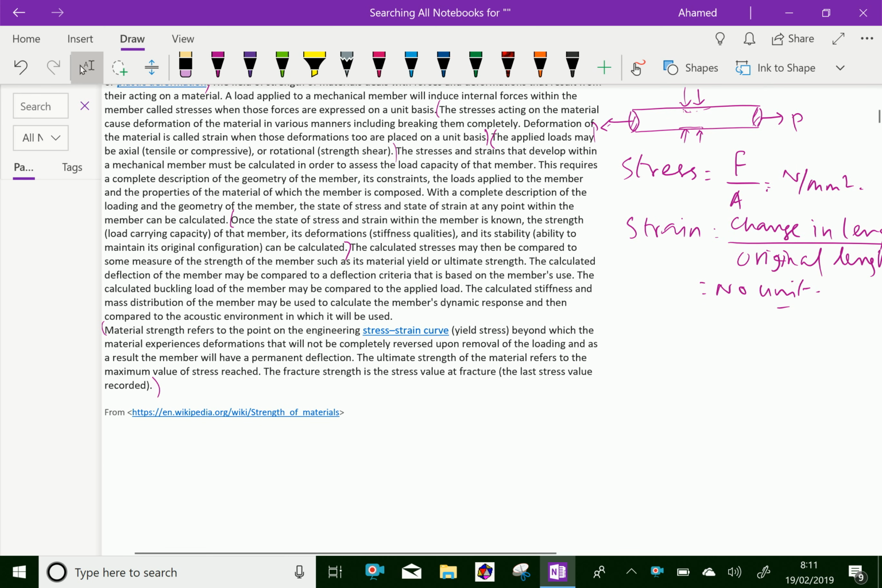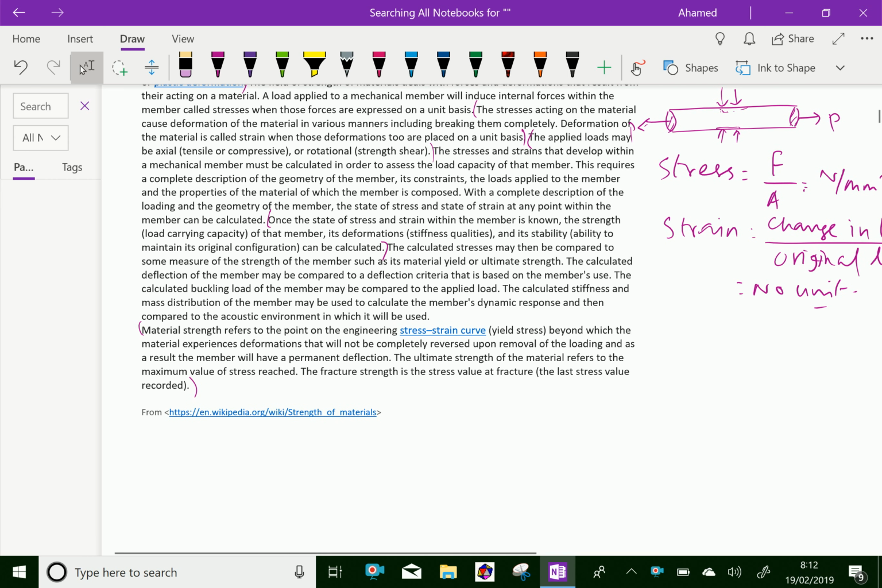Once the state of stress and strain within the member is known, then strength, that is the load carrying capacity of the member, its deformation stiffness quality, and its stability, the ability to maintain its original configuration, can be calculated. Material strength refers to the point on the engineering stress strain curves, that is the yield stress, beyond which the material experiences deformation that will not be completely reversed upon removal of the loading, and as a result the member will have a permanent deflection.